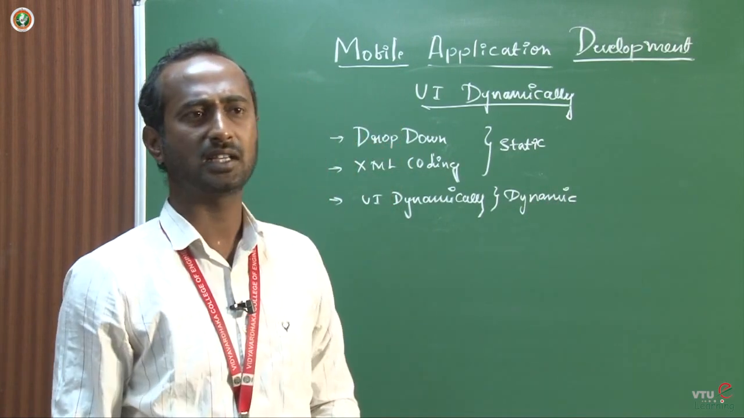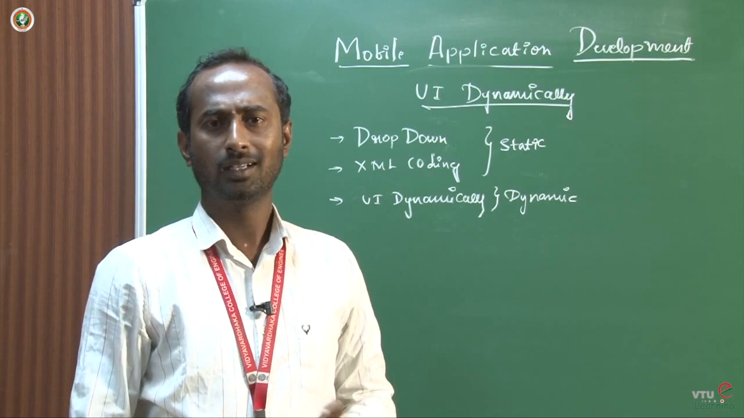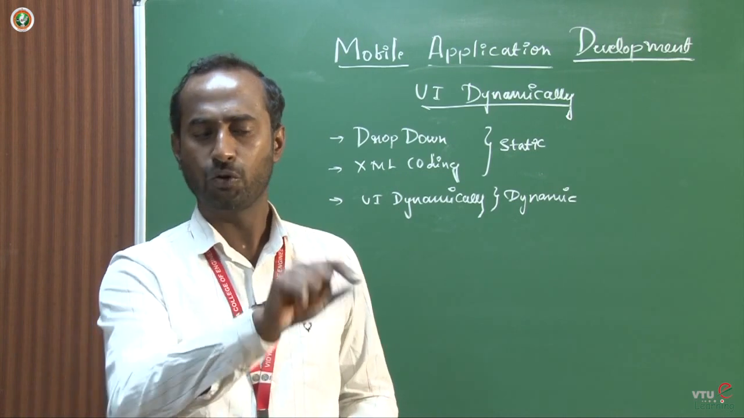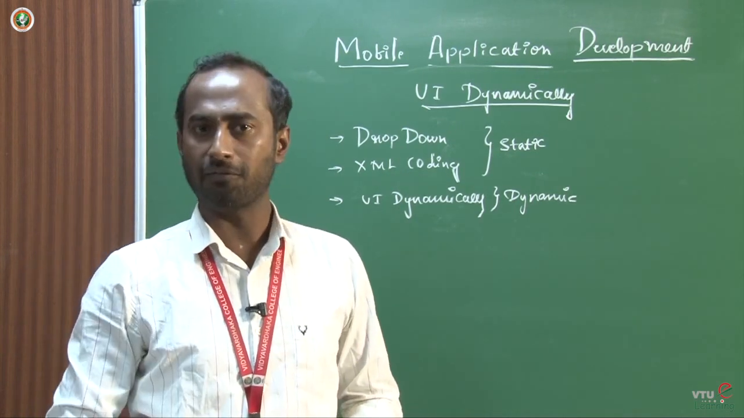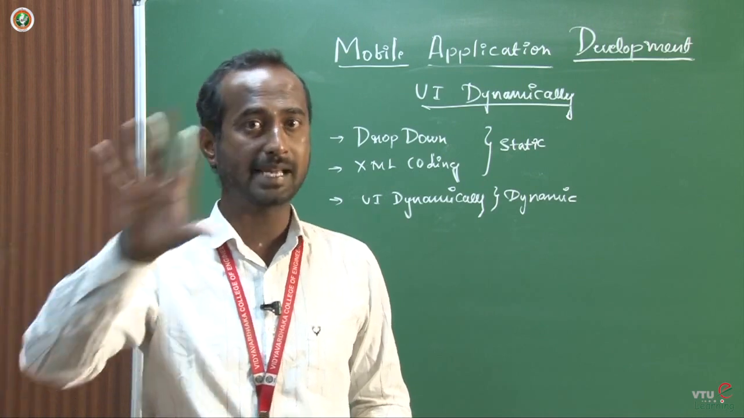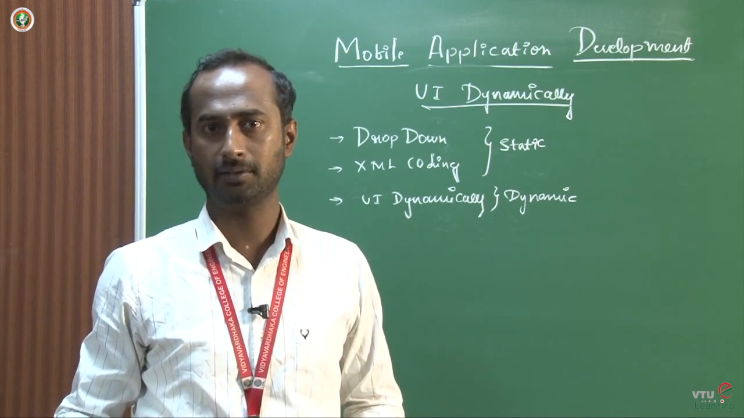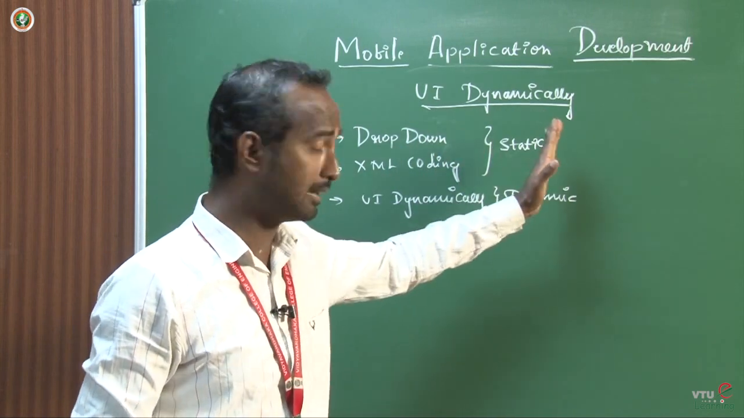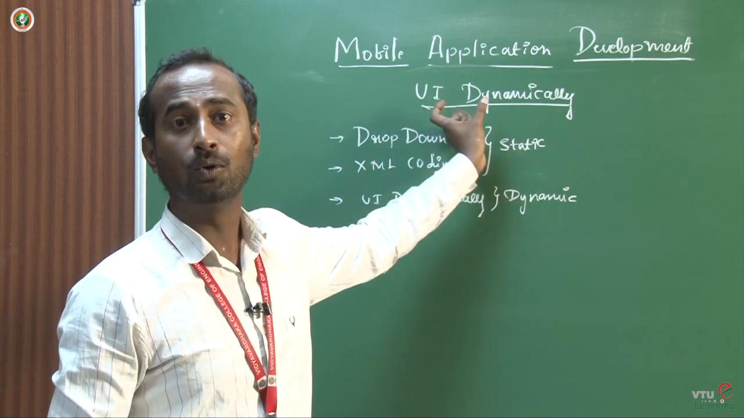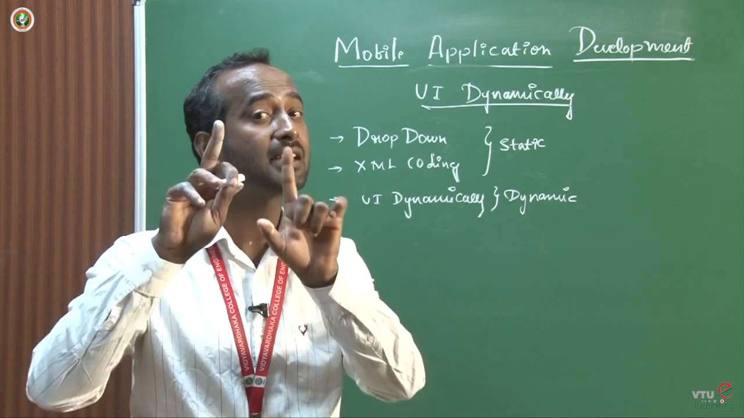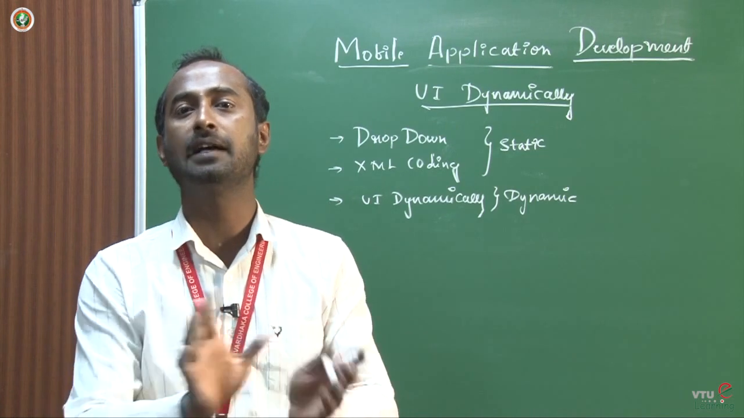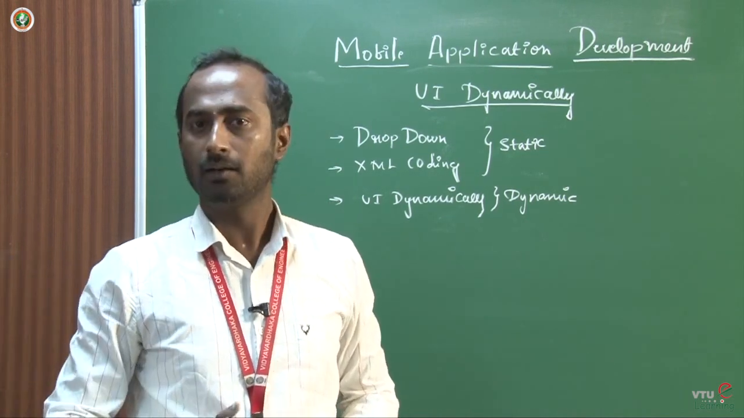What is static and dynamic with respect to user interface? It's a very simple one. If you drag and drop a button onto your screen and go to the design, you can observe the difference: that button will appear in the design. So we have not yet executed the program, but the design is appearing in the application development. That kind of user interface development is called static UI development. Either you code it or you drag and drop, both will have the same effect. Before the execution of the application itself, those designs will appear in the application.